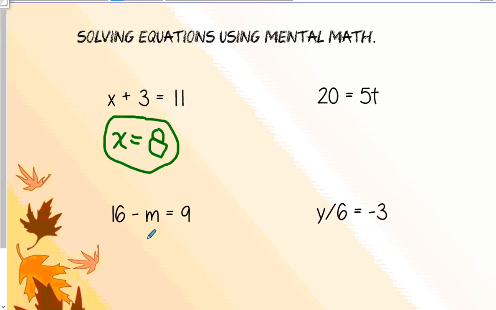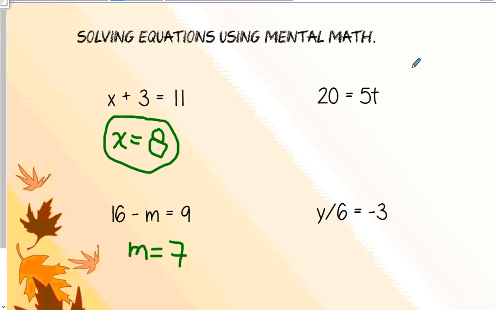Then we're going to look at this one. We have 16 minus m equals 9. What number subtracted from 16 is going to be 9? Well, m is going to equal 16 minus 7, so m equals 7. If I wanted to check my work, I would just plug 7 in for m, make sure that 16 minus 7 is in fact 9, and we would find out that yes, it is true.